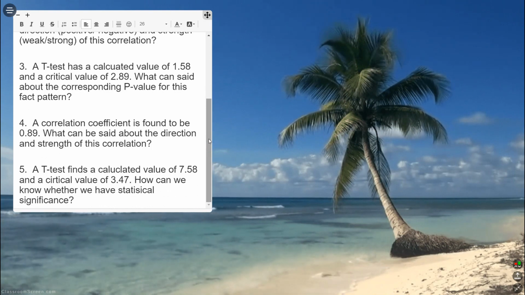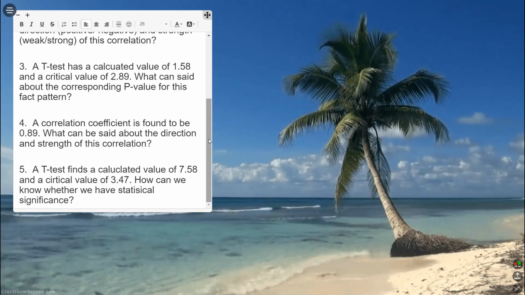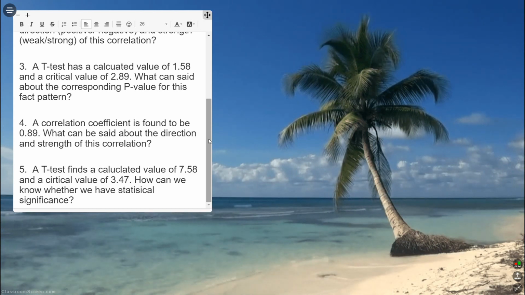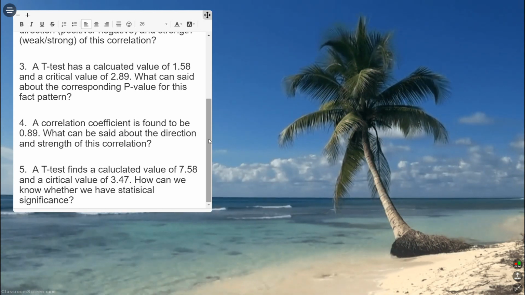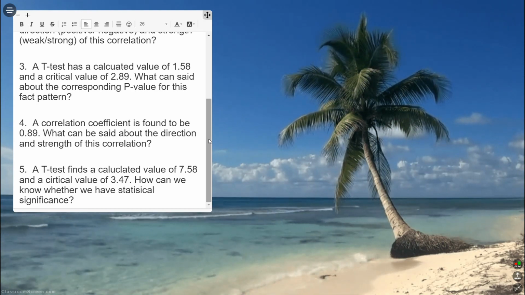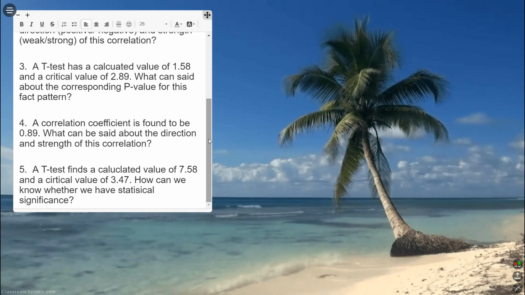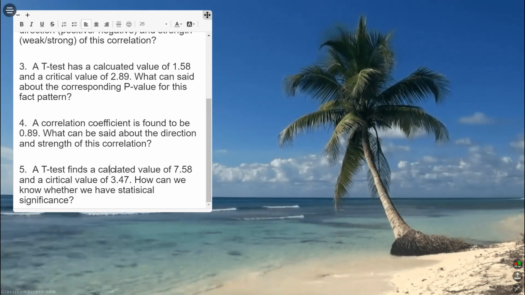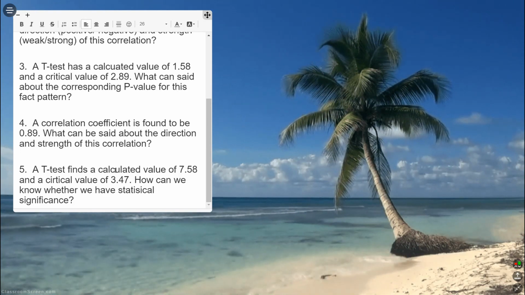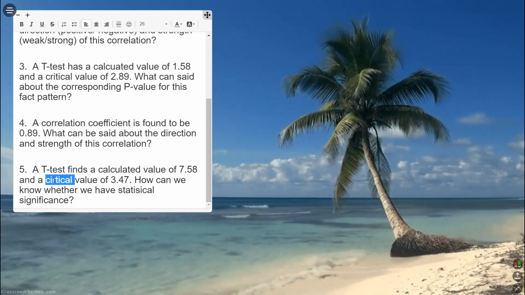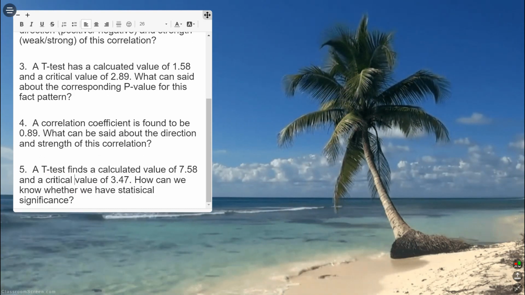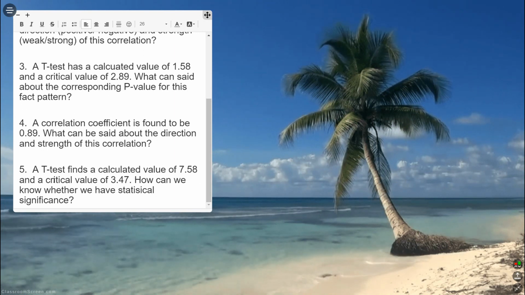Next, number 4, a correlation coefficient is found to be 0.89. What can be said about the direction and strength of this correlation? And finally, a t-test finds a calculated value of 7.58 and a critical value of 3.47.